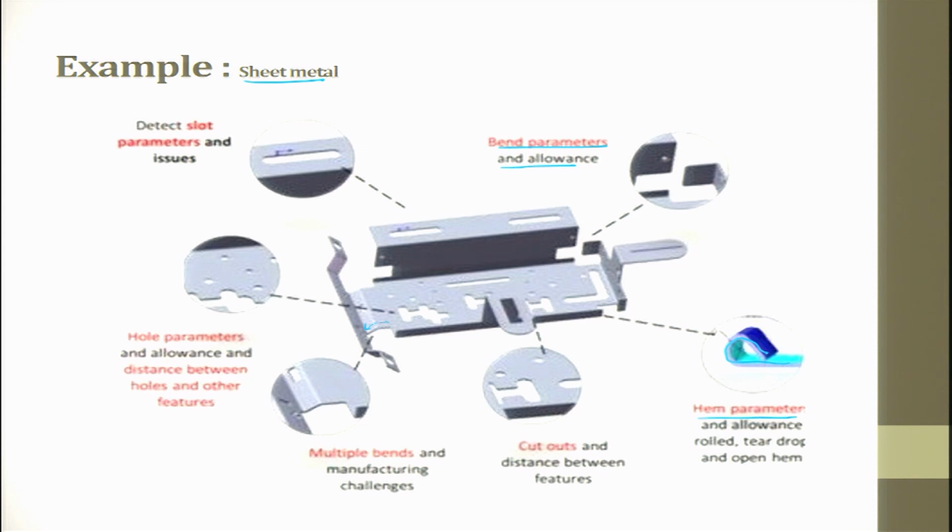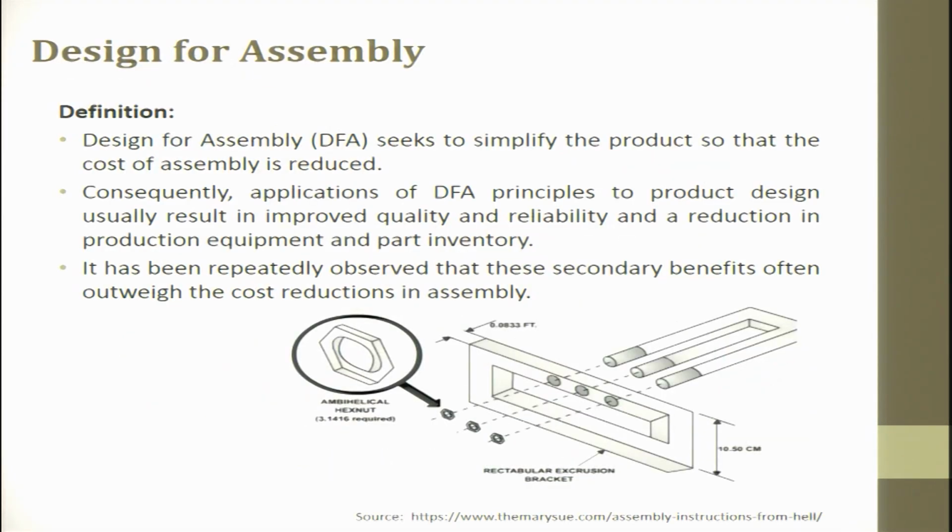The other way around, what will be the alternative if I do not want to do it in a complex way? I try to manufacture all these parts and then I do welding operation and then I assemble it, which sometimes leads to a failure when one part gives off. So, when we talk about the definition, design for assembly seeks to simplify the product so that the cost of assembly is reduced.